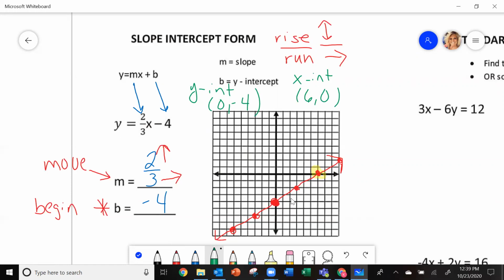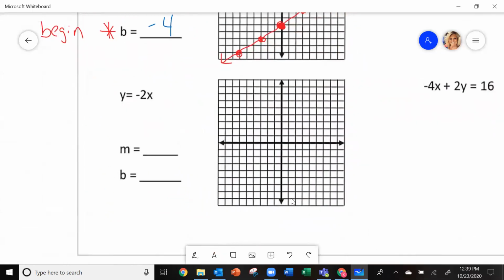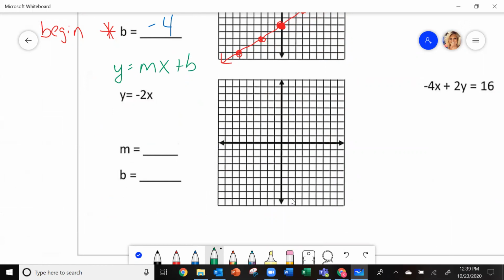Okay, so let's try another one. Remember, y equals mx plus b. M is the number in front of the x, -2. The b is the number being added or subtracted. If there's no number added or subtracted at the end, what number represents nothing? Right, it's 0. So now when we go to graph, you start here. This is your begin. So I'm going to begin at 0, 0.